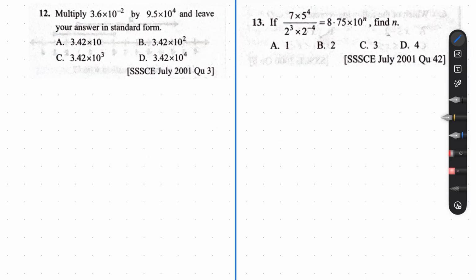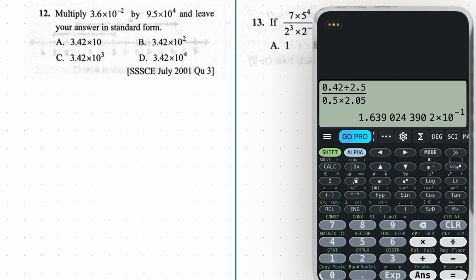The question says, multiply 3.6 times 10 to the power negative 2 by 9.5 times 10 to the power 4 and leave your answer in standard form. This is very important. Standard form, right? Okay, so we can do the normal process and multiply 3.6 by 9.5 and then multiply the exponents. But since this is an objective question, it will be easier to use the calculator, right? This is a trick. Don't try to solve the question by hand in the objective. If you can put it into the calculator to get your answer, you do that. So let's use our calculator.